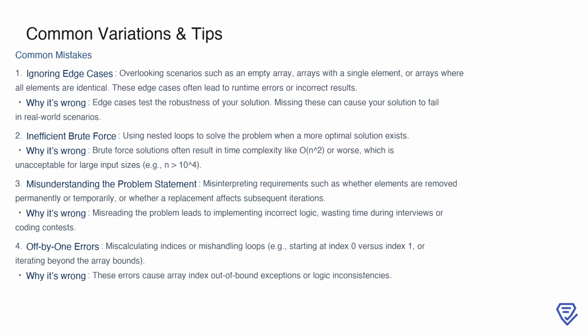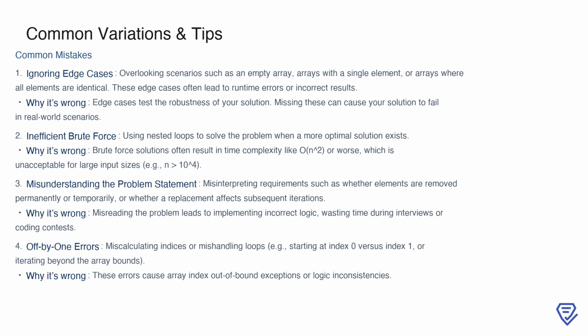When working on this problem, it's essential to be mindful of common mistakes. For instance, ignoring edge cases such as empty arrays, arrays with a single element, or arrays where all elements are identical can lead to runtime errors or incorrect results. These edge cases are crucial because they test the robustness of your solution, and overlooking them might cause failures in real-world scenarios. Another common pitfall is relying on inefficient brute force methods, like nested loops, which can result in high time complexity, often O(n squared) or worse. This approach becomes impractical for large input sizes, such as when n exceeds 10,000.